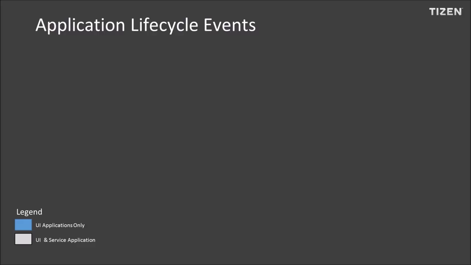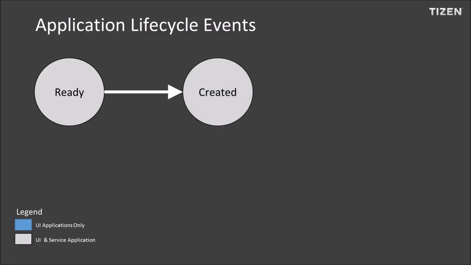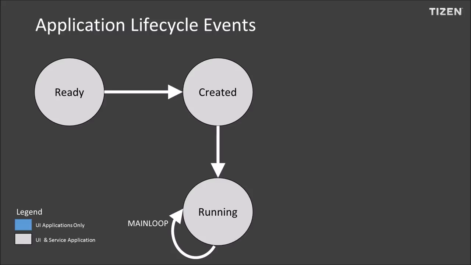A Tizen native application is in the ready state when it is launched by the user. In this state, the application registers itself with the application framework. After the initialization step is completed, it moves into the created state. In this state, the application has completed the steps needed for handling its lifecycle and system events. The application framework is now ready to control the application. The application framework moves the application into the running state. In this state, the application is performing its task.